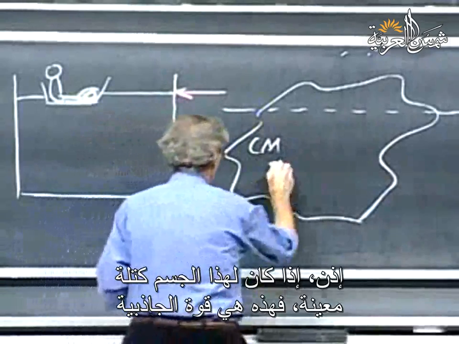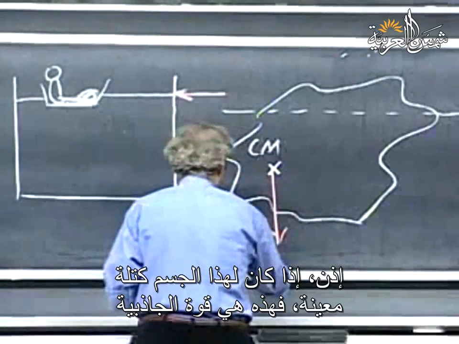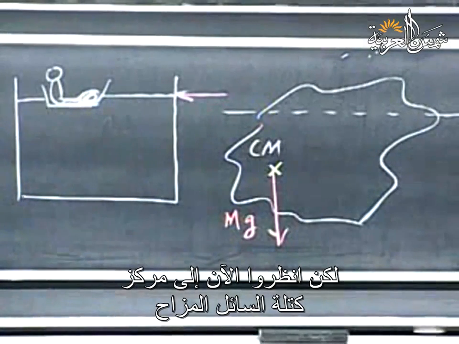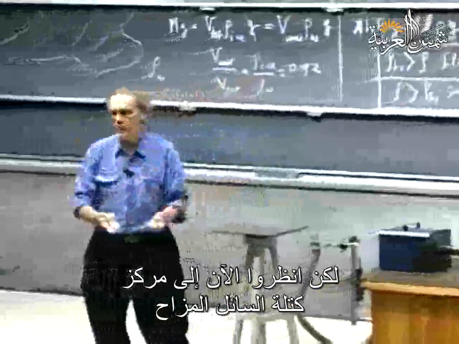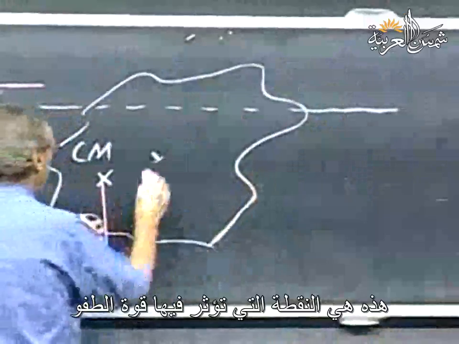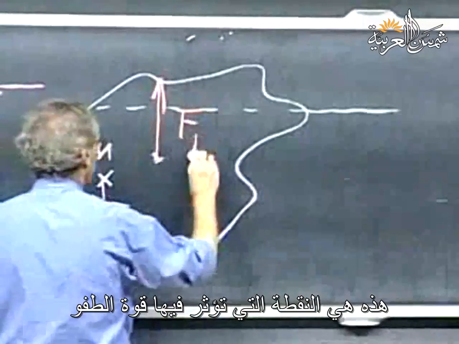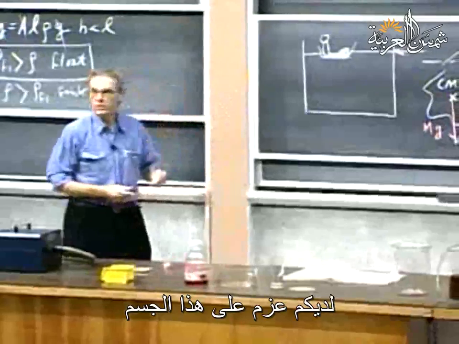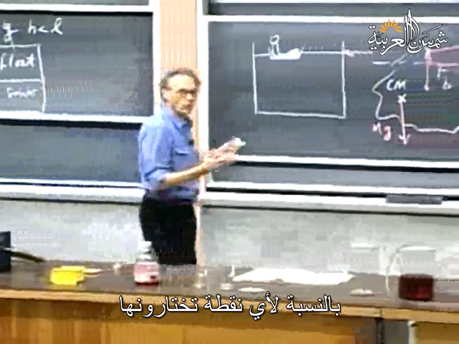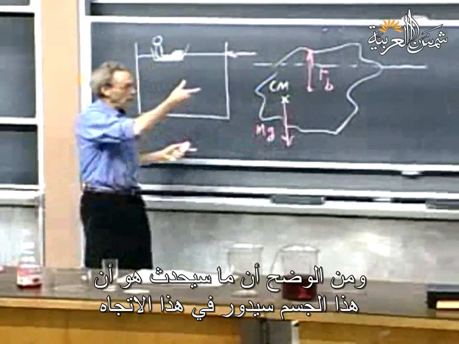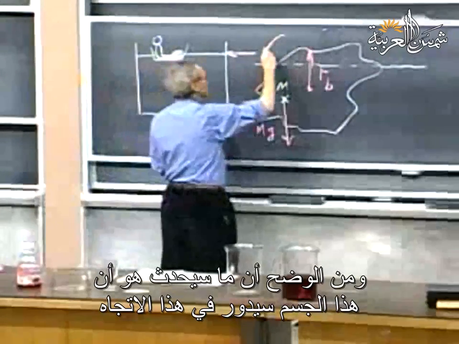So if this object has a certain mass, then this is the gravitational force. But now look at the center of mass of the fluid that is displaced. That's clearly more here, somewhere here, the displaced fluid. That is where the buoyant force acts. And so now you have a torque on this object relative to any point that you choose. Doesn't matter where you pick a point, you have a torque.